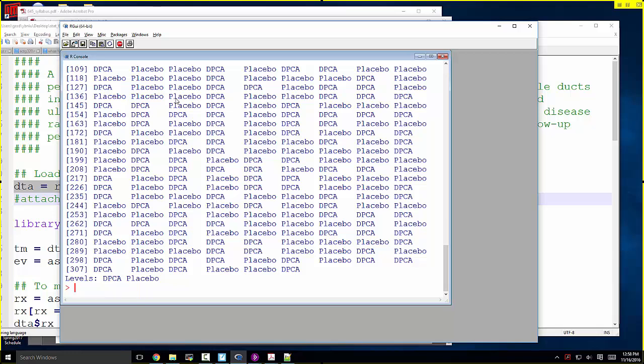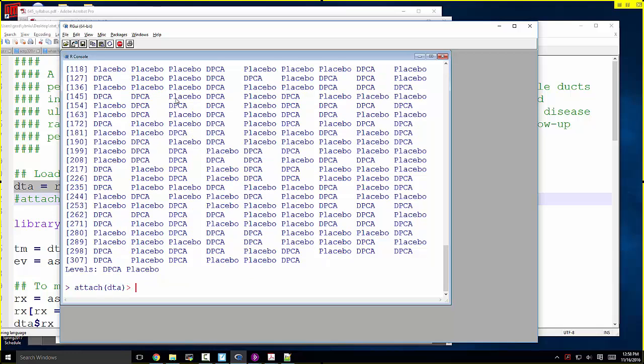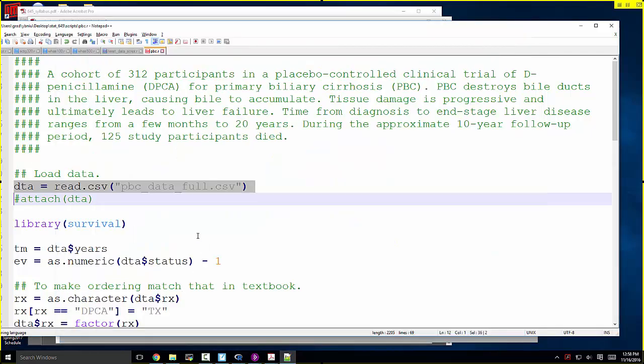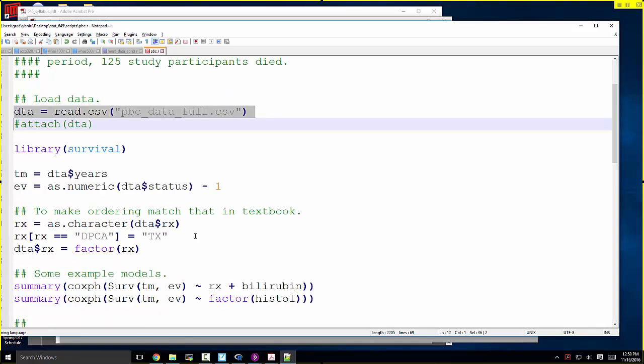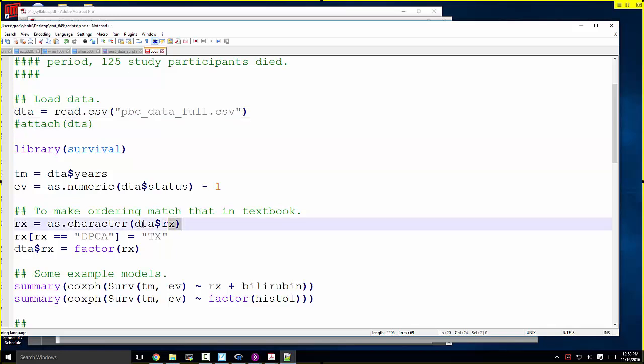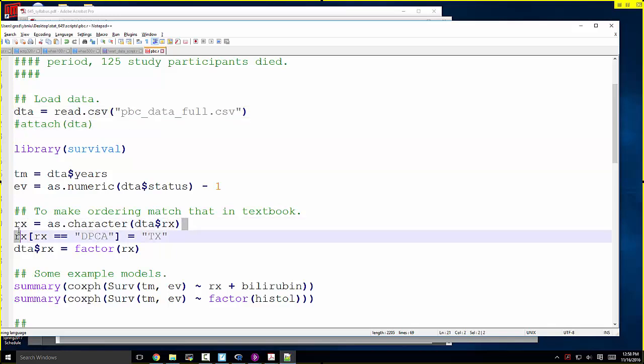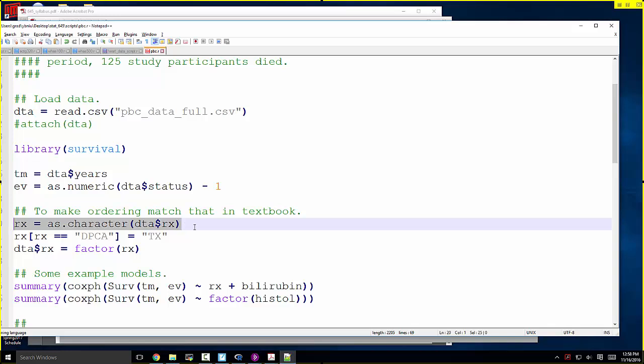So if you were to do attach data, I'm not going to do it, but if you did, then you could just call the column names directly. If you say attach, then when you type just Rx, it knows what you mean. The thing I don't like about using attach is that, for example, down here, I play with the Rx variable, and in particular, I recode it.